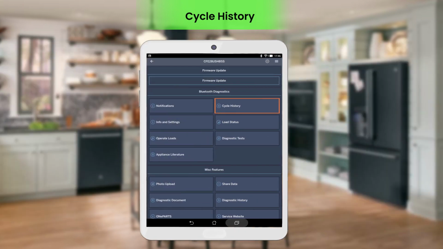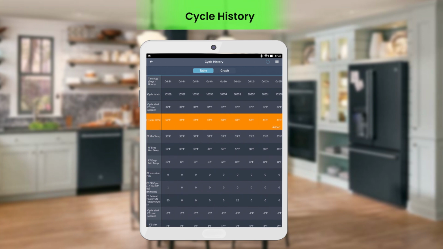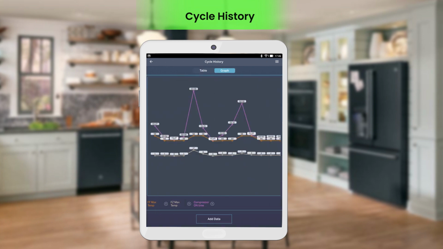The cycle history data displays critical parameters and how they have changed over time. The parameters that can be graphed are identified by the blue lines on the left of each row of the table. Select the parameters from the table to view the data graphically.